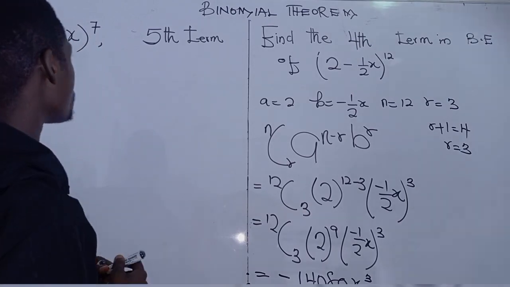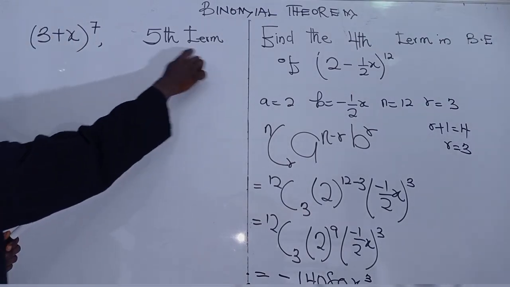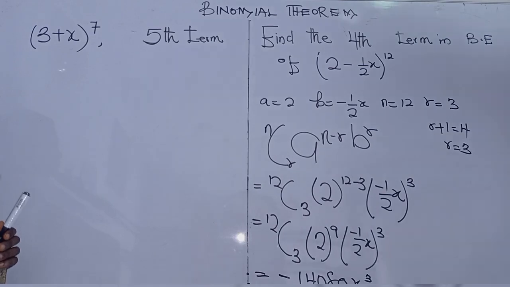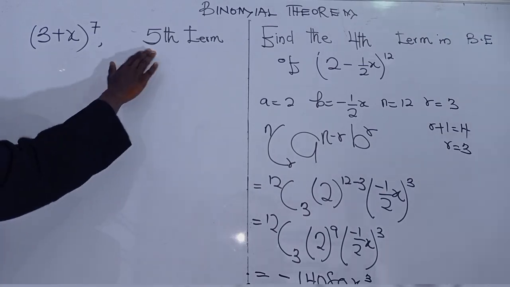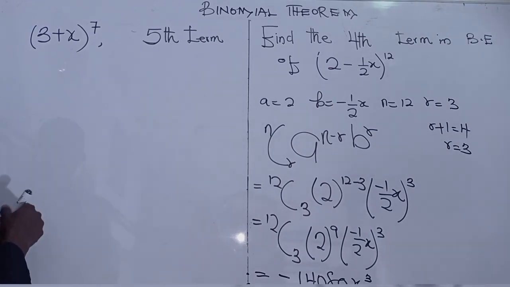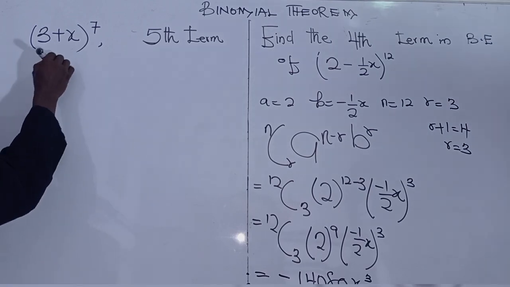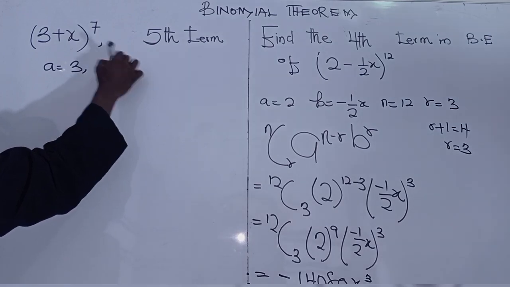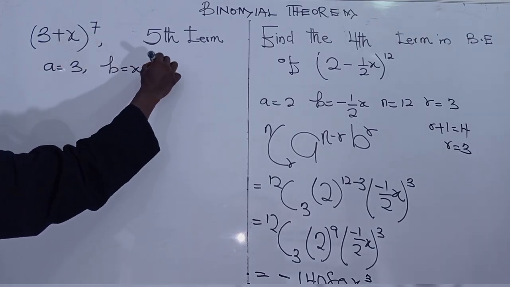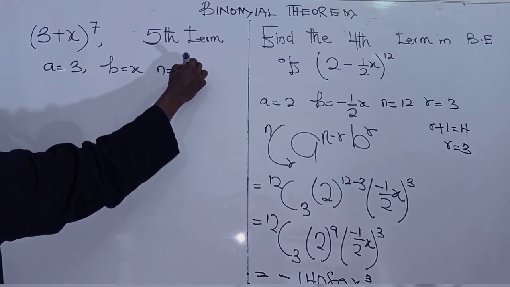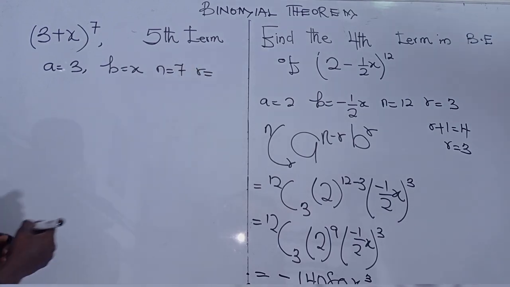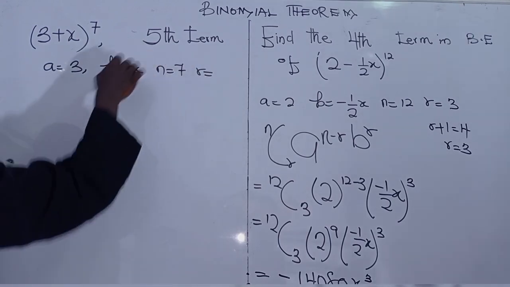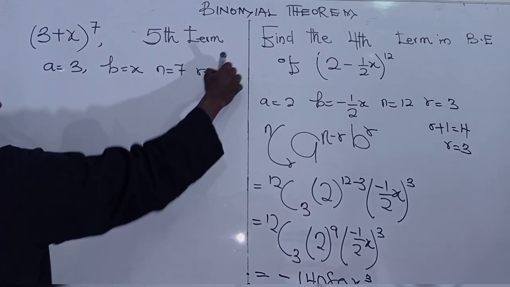Let's look at our next example. We want to find the fifth term in this binomial expansion. So when we expand this, what will be the fifth term? From this, we are going to identify our a. Our a is 3. We identify our b is x. We identify our n is 7. Our r is always one less than the term we are looking for, so we are going to get 4.